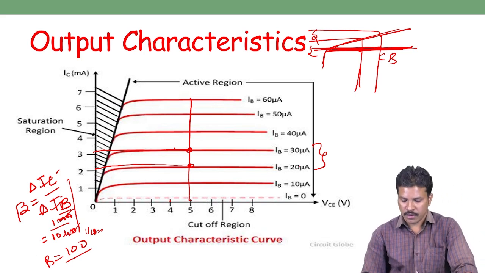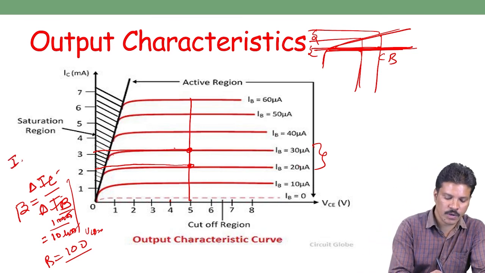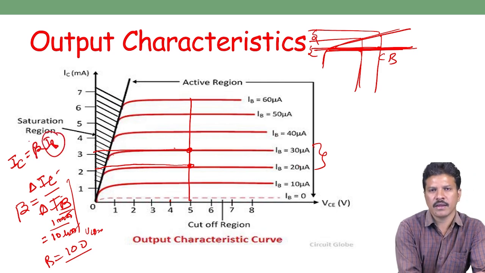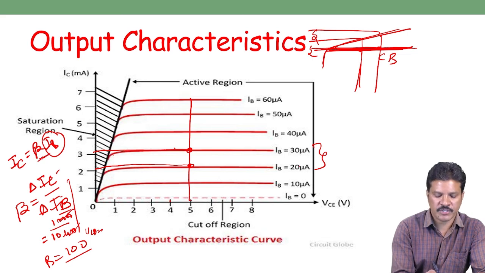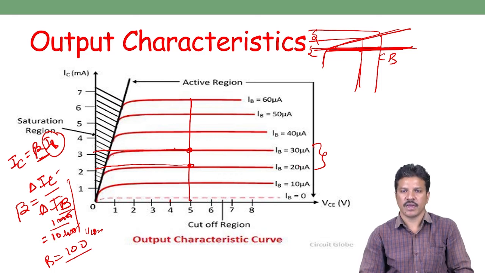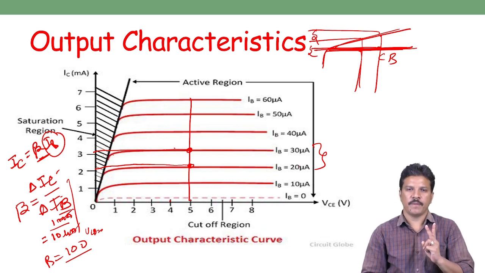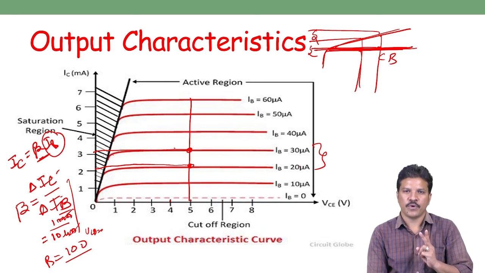So here that beta value is 100 times. And also we can say IC is equal to beta IB. When we give microampere input current, it will be multiplied by 100 times, and we get an amplified signal at the output. That's why this common emitter configuration can be used as an amplifier. Current gain is very large. So these two parameters, output impedance and output resistance, can be measured from the output characteristics.